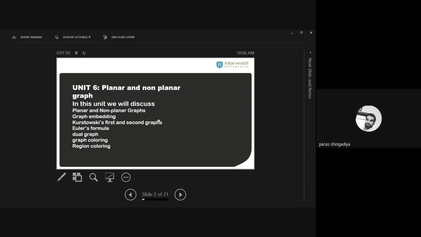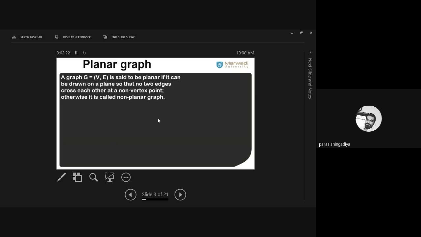Okay. So in the last lecture, we had finished unit number 5, and we had started unit number 6, the last unit of graph theory, planar and non-planar graphs. These are the topics that we will discuss in this unit: the concept of planar and non-planar graphs, the embedding concept, two special graphs as non-planar cases, Kuratowski's first and second graph, Euler formula, coloring, dual graph and so on.